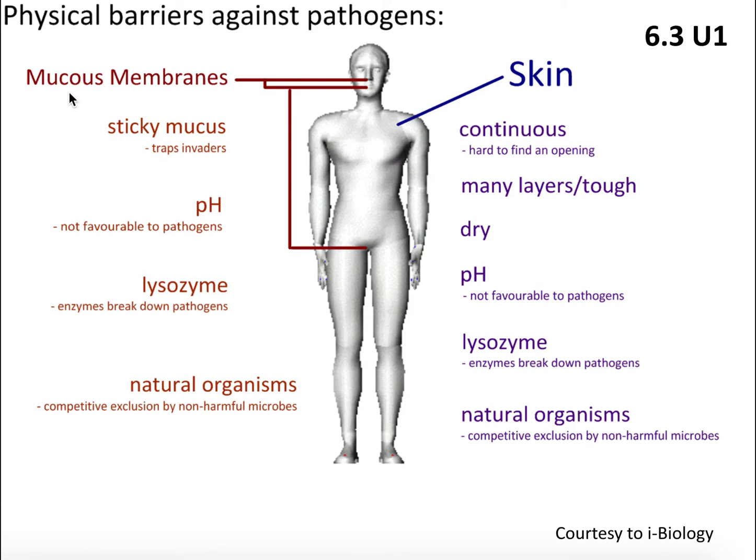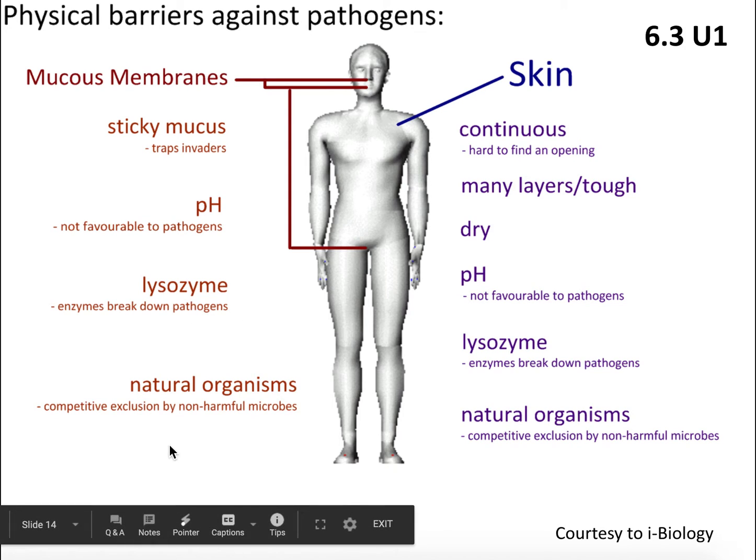Here are the openings that potentially could lead to a pathogen entering our bodies. Within those openings though, there are also protective barriers. There's a sticky mucus which can trap invaders. The pH is not very favorable, like in our nose, our mouth, our trachea. And then lysosomes, so enzymes will break down pathogens in this area as well.